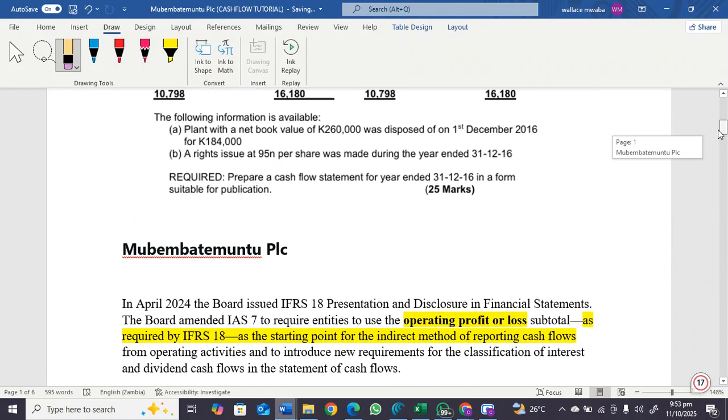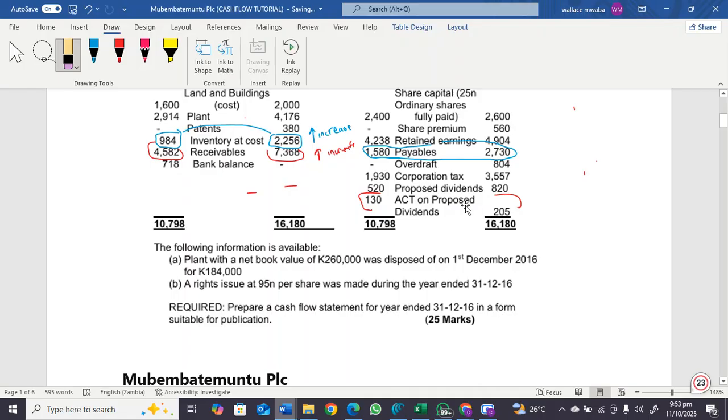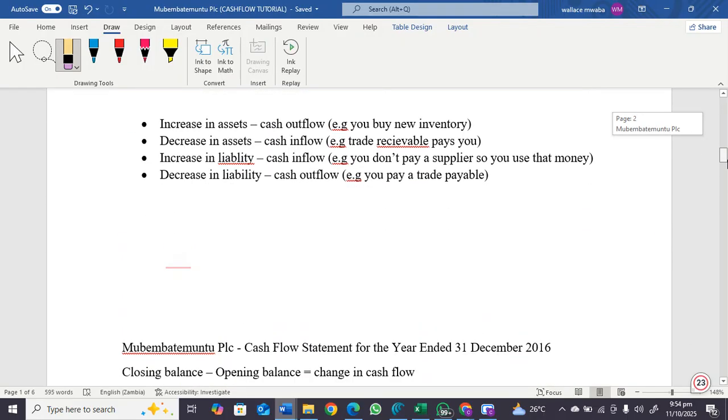Then these other liabilities of tax and dividends, you're going to see them. These will be used for us to tabulate how much tax and dividends were paid. So these ones, corporation tax and proposed dividends, you are going to see how they'll be dealt with.